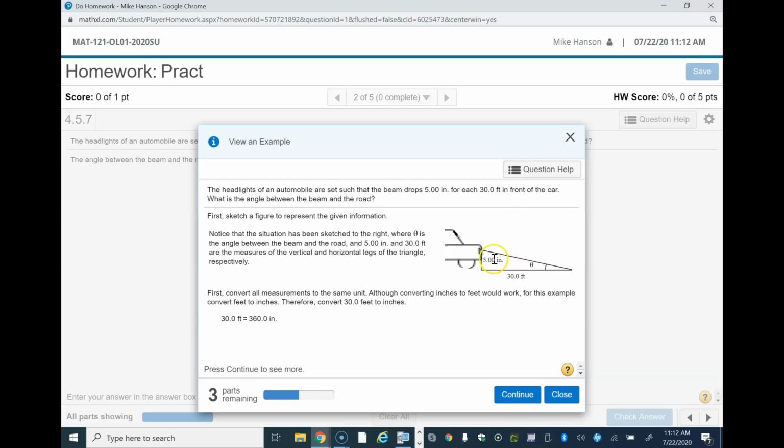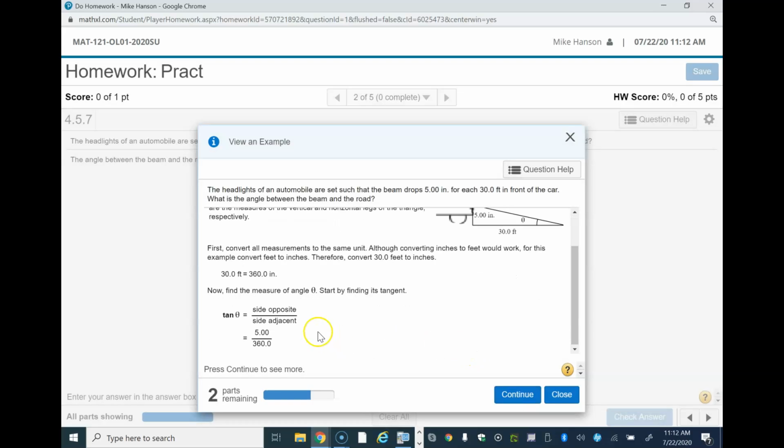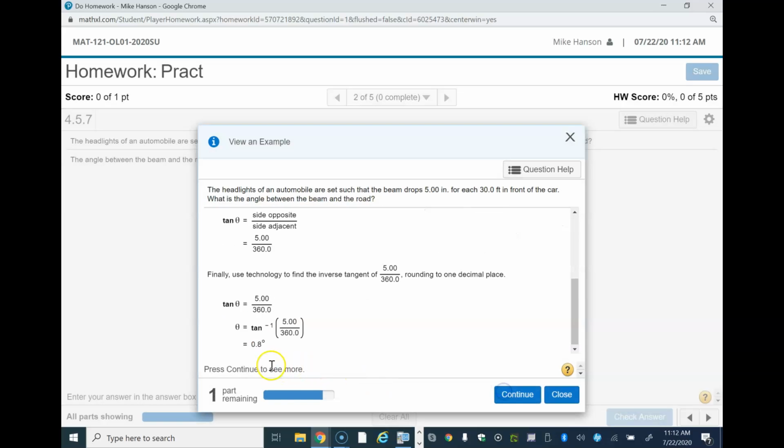If I've already discovered that I don't need the hypotenuse, I can get rid of sine and cosine because they have the H in it. For SOH-CAH-TOA, we're just going to be using tangent because we have the opposite and the adjacent. So we put this in here. Remember, if we're trying to find the angle, you always use the inverse feature on the calculator, and we should get 0.8 degrees.